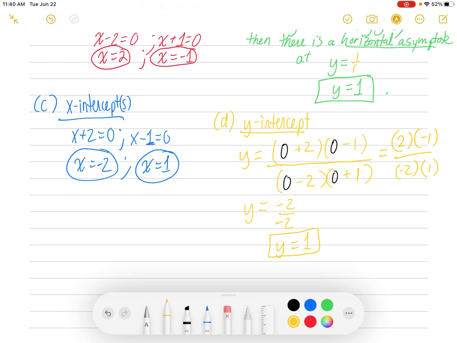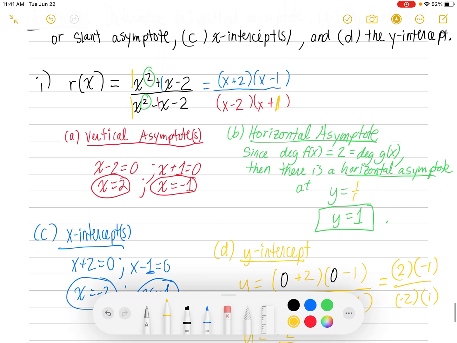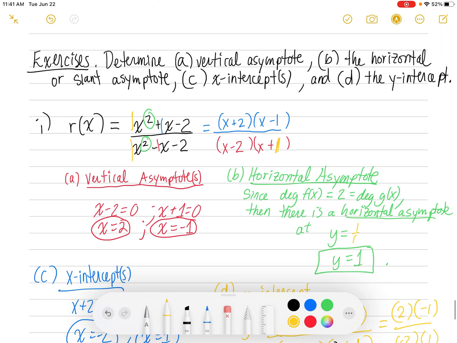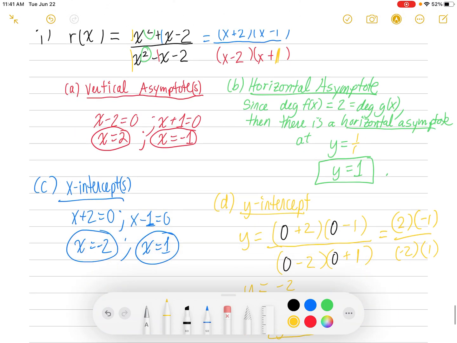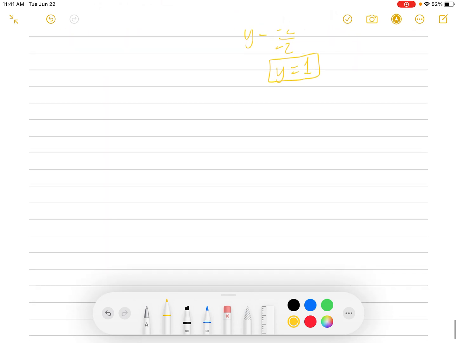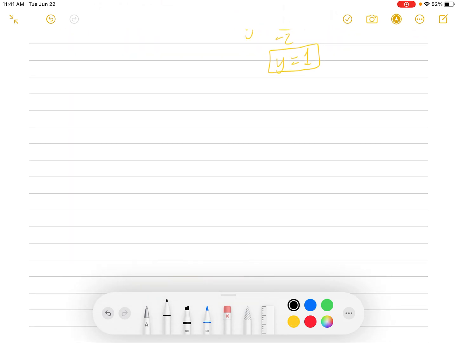So interestingly, your horizontal asymptote is at y equals 1, and your y-intercept is at y equals 1. So, yeah, you're going to have a y-intercept along your horizontal asymptote. Now, as far as graphing this, we're not going to quite worry about that now. We'll maybe have a look at the graph of this later in the next section.